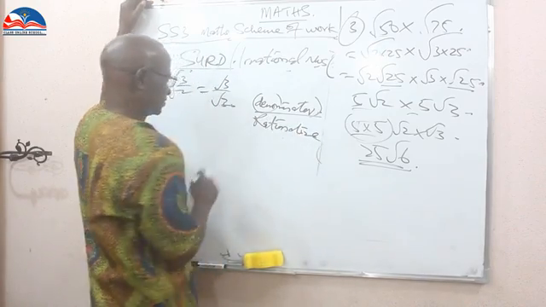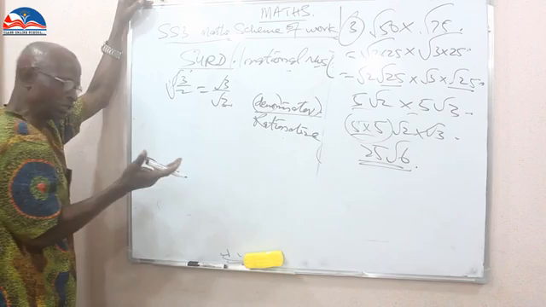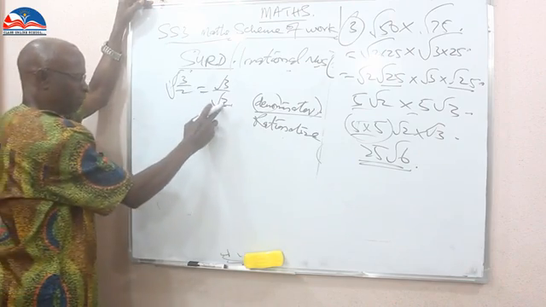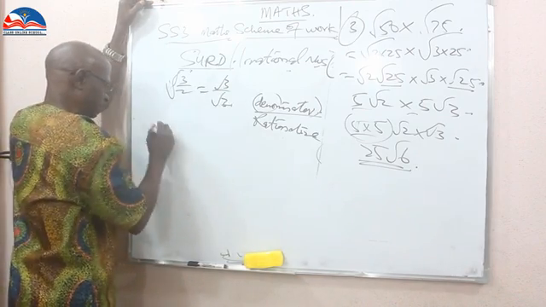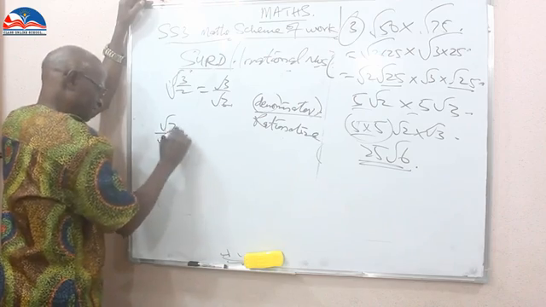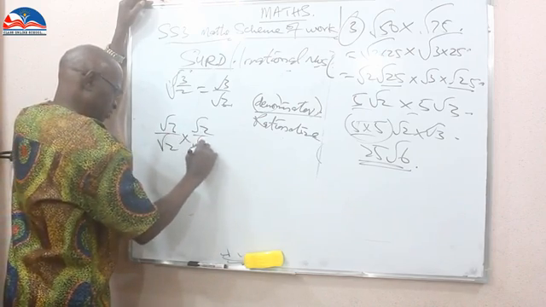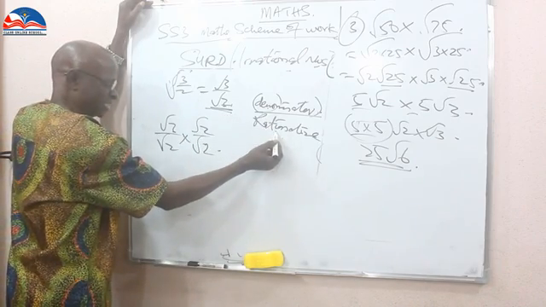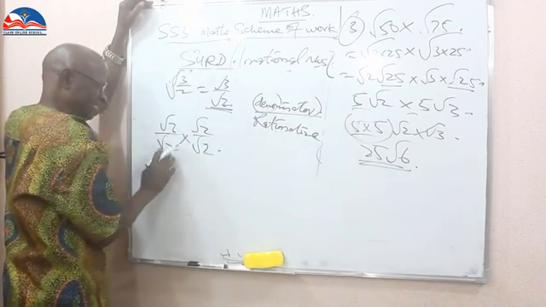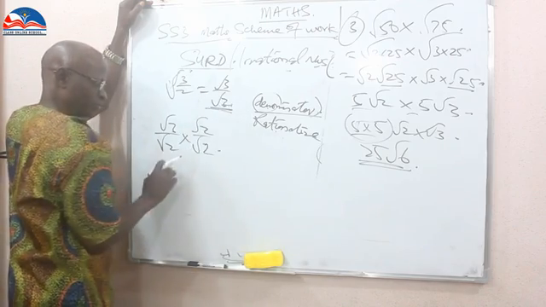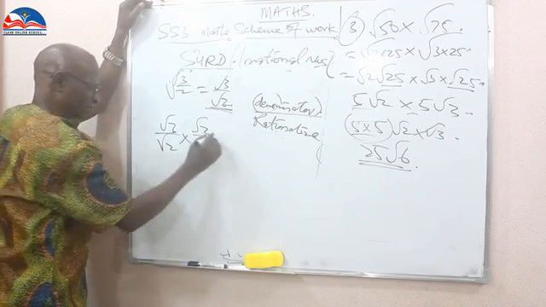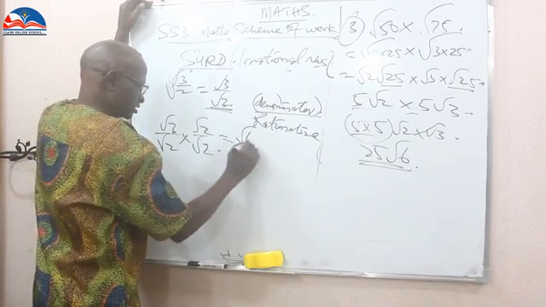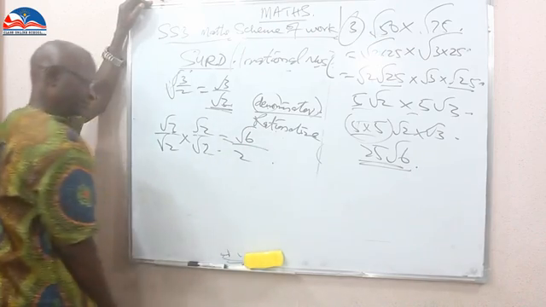To rationalize the denominator, you conjugate it: bring the opposite of this and use the same term to multiply up and down. So root 3 over root 2 times root 2 over root 2. The one that is the denominator, you rationalize and multiply by a counterpart. Root 2 times root 2 gives 2, and root 3 times root 2 is root 6. I'll take it again.